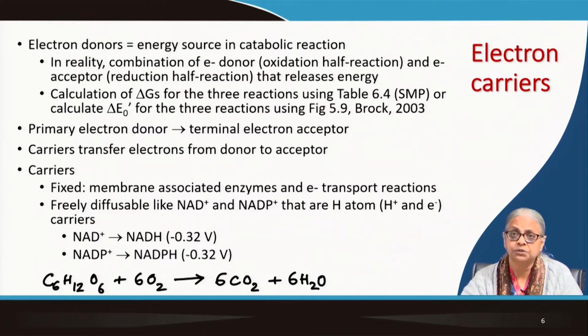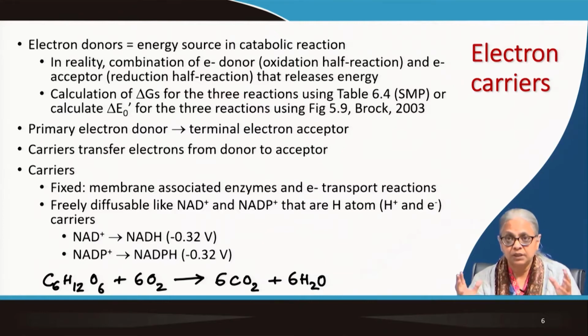So here we have oxygen, which has an oxidation state of 0, and it has gone to -2 in carbon dioxide and -2 in water as well. So those 24 electrons have been picked up by oxygen in both CO2 as well as in water. So that is our terminal electron acceptor. So oxygen is our terminal electron acceptor and the primary electron donor is glucose.